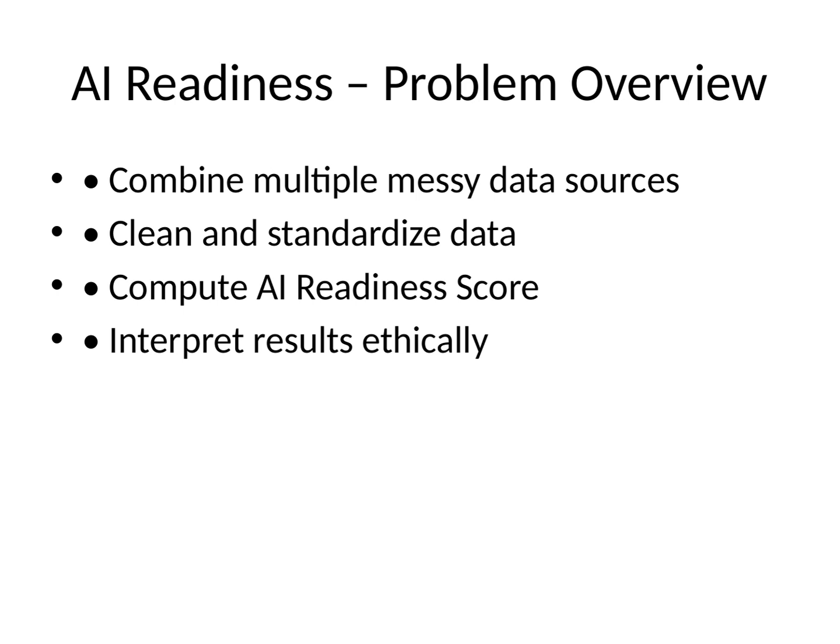We first merge disparate, messy datasets from different sources, then clean and standardize fields and formats. Next, we compute an AI readiness score that summarizes data quality, infrastructure, and governance. Finally, we interpret the score with ethical care, watching for bias, protecting privacy, and avoiding overclaiming, so decisions based on the score are responsible and fair.